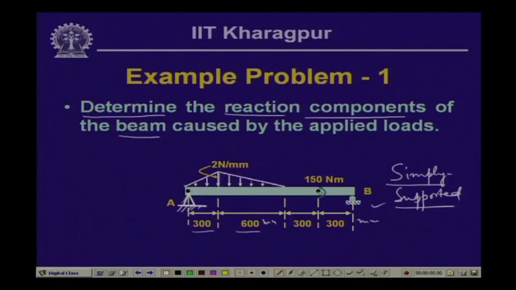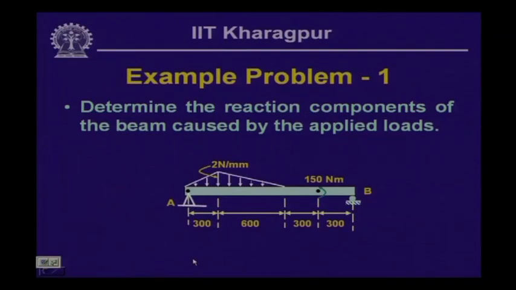And at this particular point it is subjected to a constant moment which is 150 Newton meter, which we have designated as a concentrated moment. Now, all we will have to do is determine the reaction components for this beam. First, let us draw the free body diagram of this particular beam.